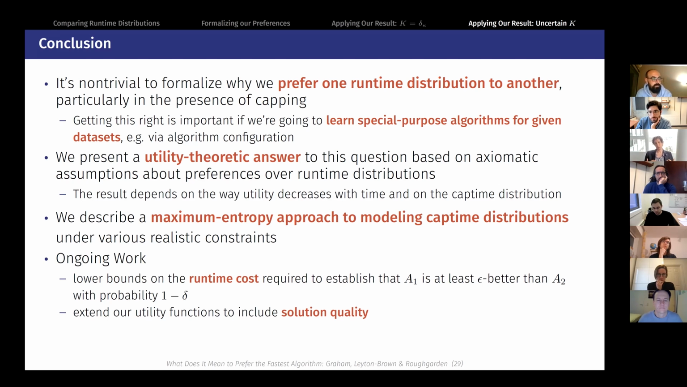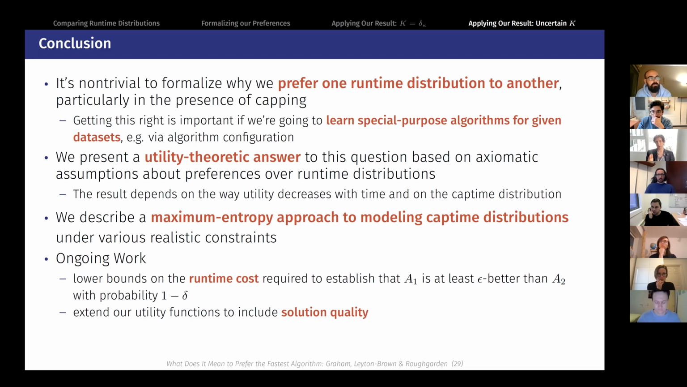And this leaves open the question, what's the cheapest way of making observations about A1 and A2 in order to establish that I like A1 better than A2 for different utility functions? The reason that's tricky is that I can do this sampling with cap times. So I can say, really, my cap time is a day, but let me do a whole lot of runs only up to a second, because they're really cheap to do.